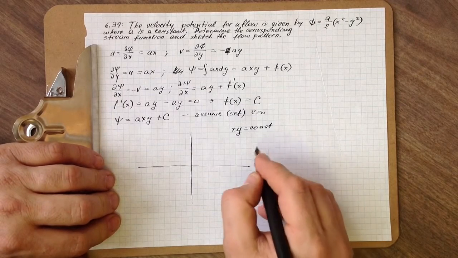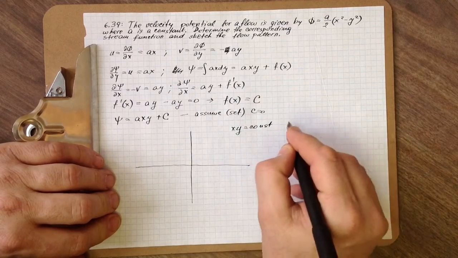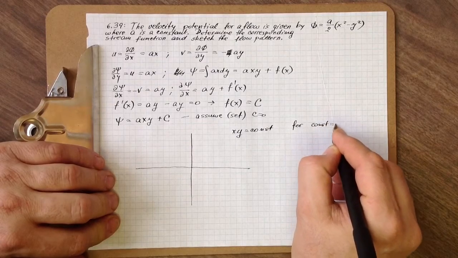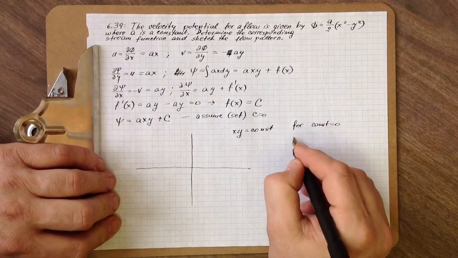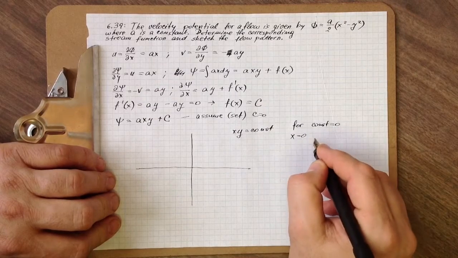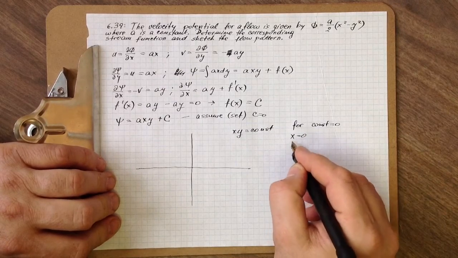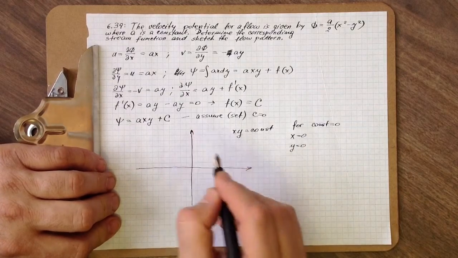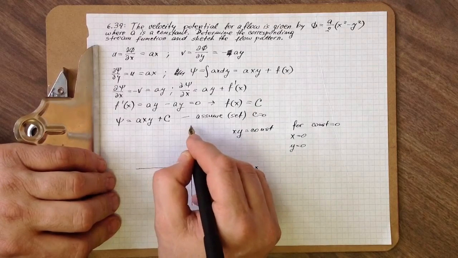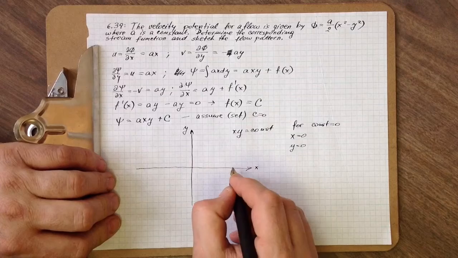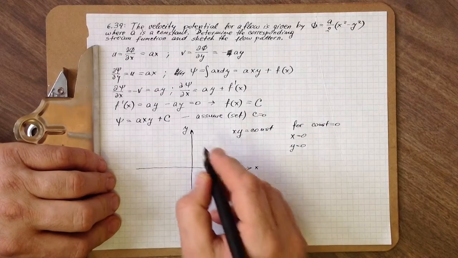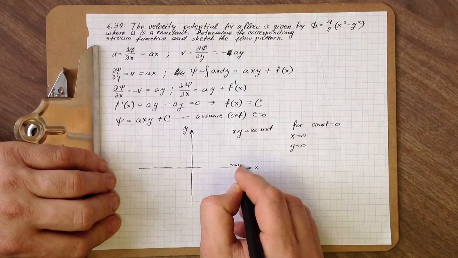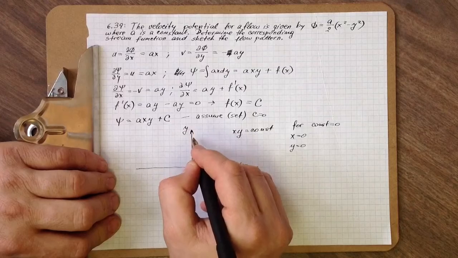And for constant equals 0, we'll have x equals 0, and y equals 0. In other words, the coordinate axes themselves are the streamlines of this flow. So we have them here and also here.